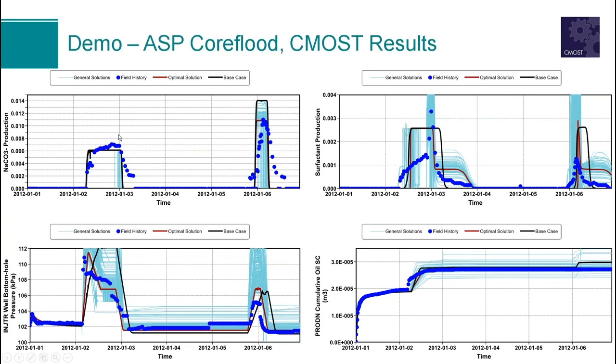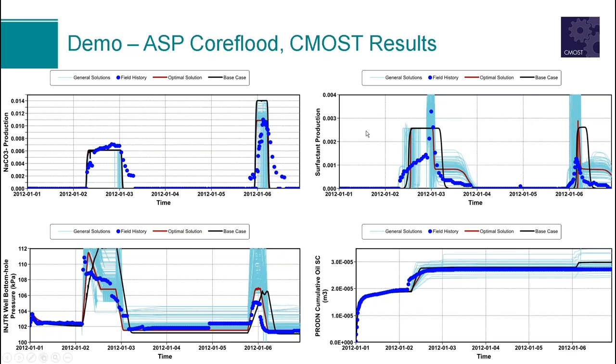This first plot is the alkali production. There were 2 slugs of ASP during this Coreflood. The second slug was twice the alkali concentration of the first slug. So we see here we didn't see too much alkali consumption during the first slug, but we saw some during the second slug, and we matched that fairly well with CMOST here.